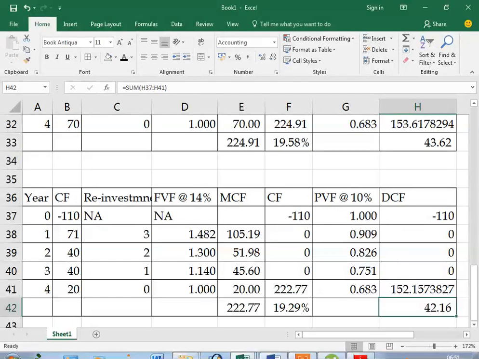IRR of project Y with 14% reinvestment rate equal to 19.29%. So in both the cases, project X is going to be preferred, be it NPV, be it IRR. The conflict is kind of resolved there. NPV and IRR are both going to prefer project X.